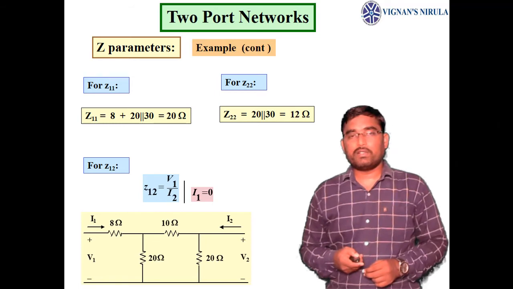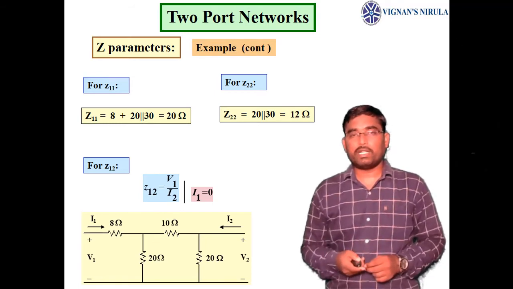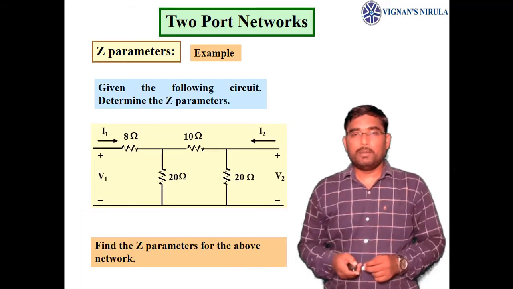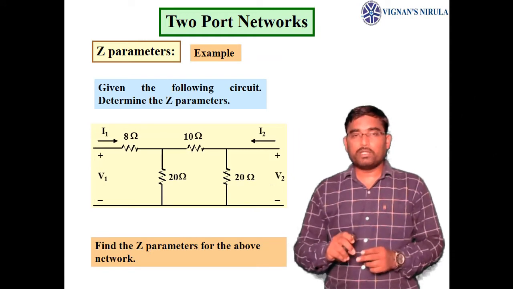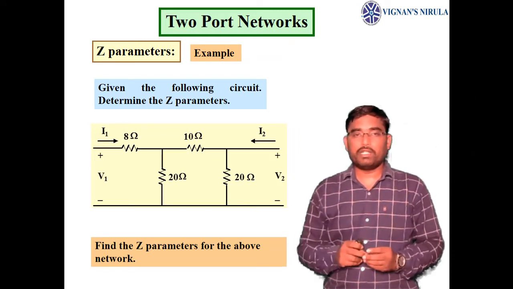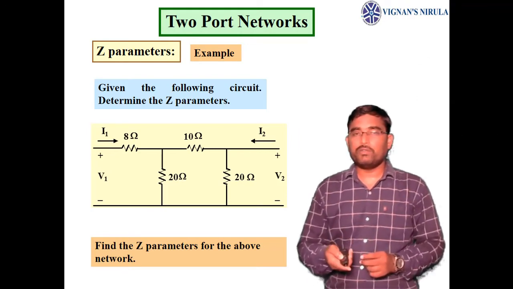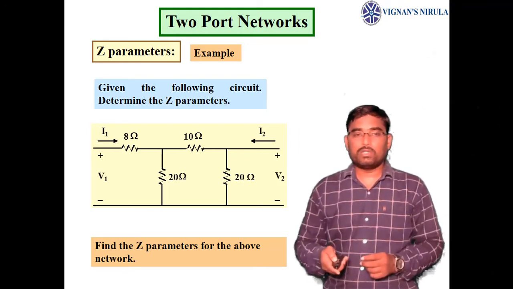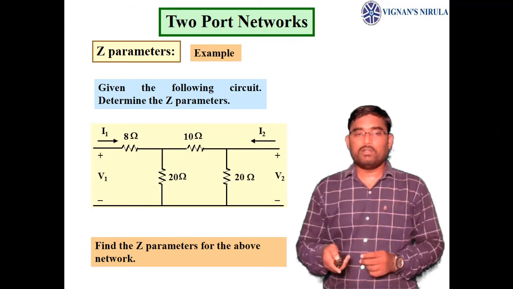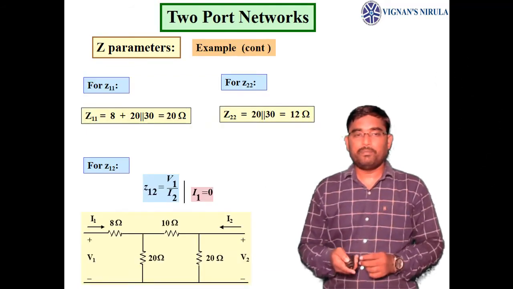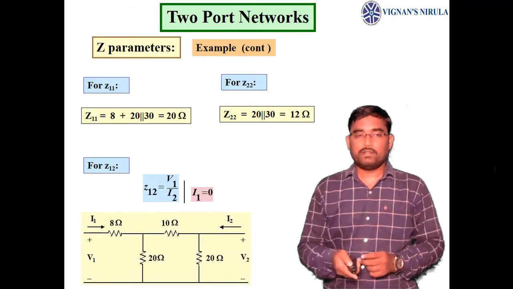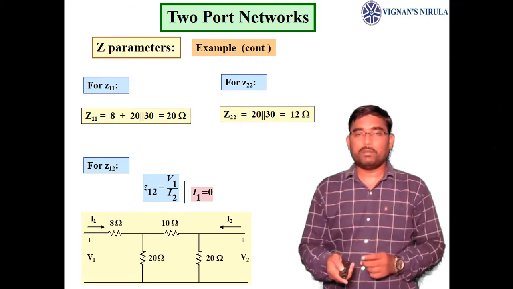In order to find Z11, Z11 is the ratio of V1 by I1 when I2 is 0. If you open circuit port 2 and write V1 equals I1 into R equivalent, that means the 10 and 20 will be in series. The total will be in parallel with 20. See here, Z11 equals 8 plus 20 in parallel with 30.